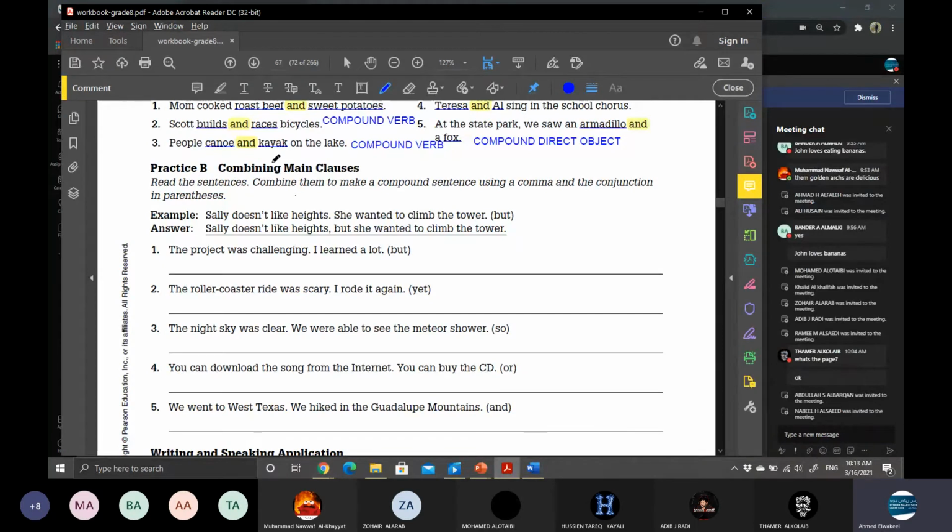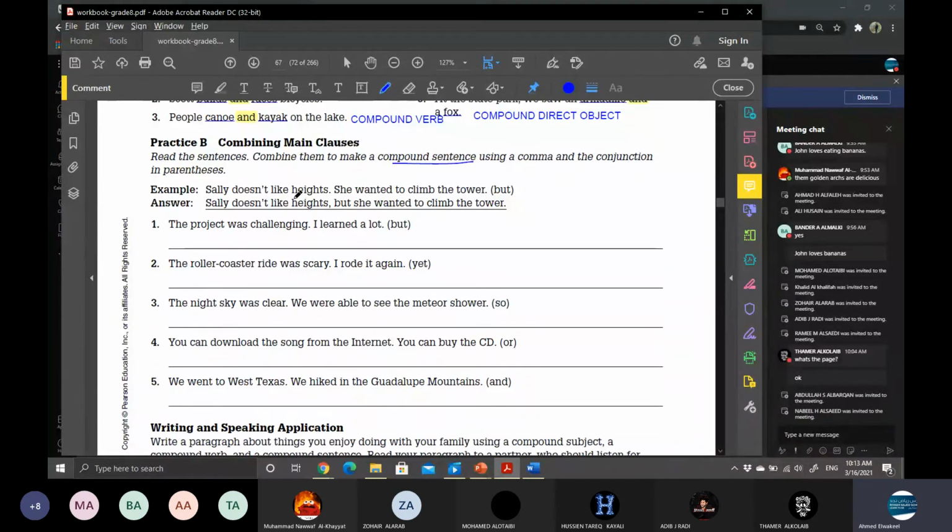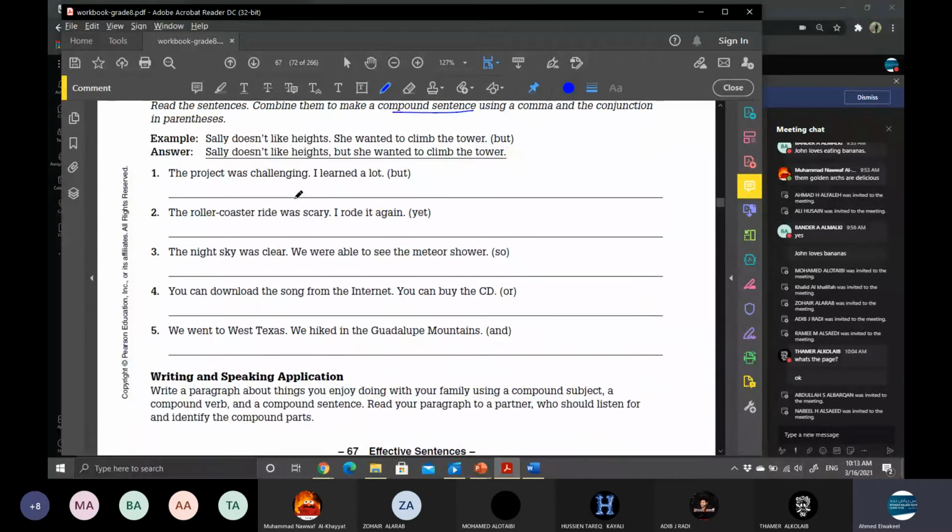In practice number B, all we are asked to do is to combine the sentences in order to make a compound sentence using a comma and the coordinating conjunction in the parentheses. Of course, that's pretty easy, and we have already done that a million times. Number one: The project was challenging. I learned a lot. The project was challenging, but I learned a lot. So all we need to do is just to change the period into a comma and put the coordinating conjunction.